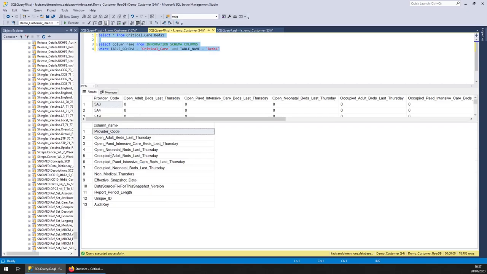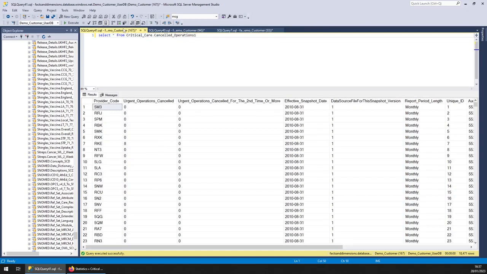Critical care beds, you've got these different metrics. And critical care cancelled operations, you've got urgent operations cancelled and urgent operations cancelled for the second time or more.